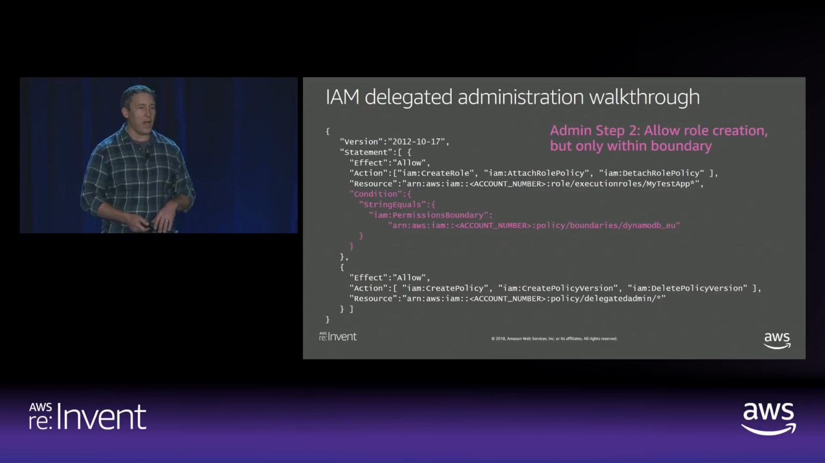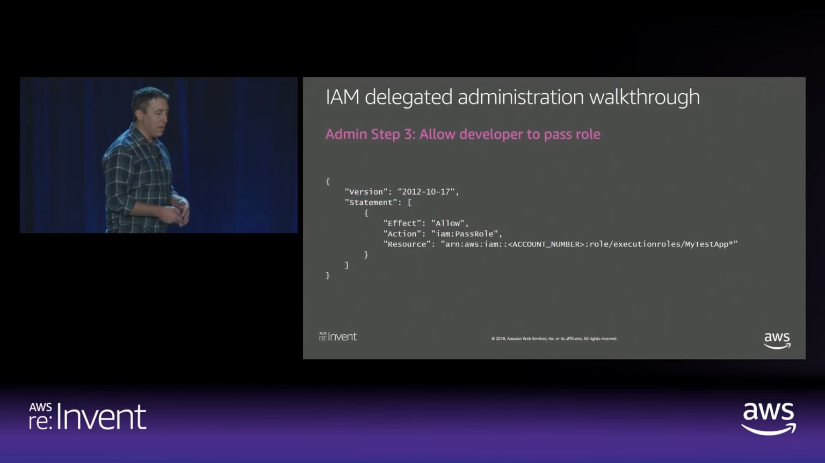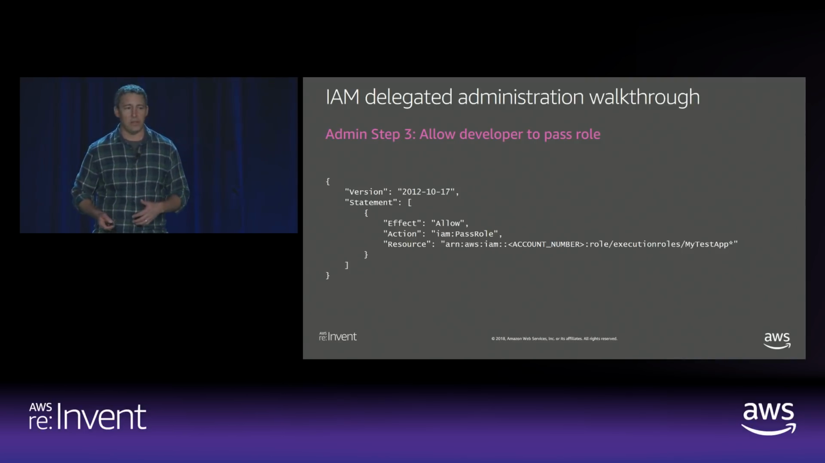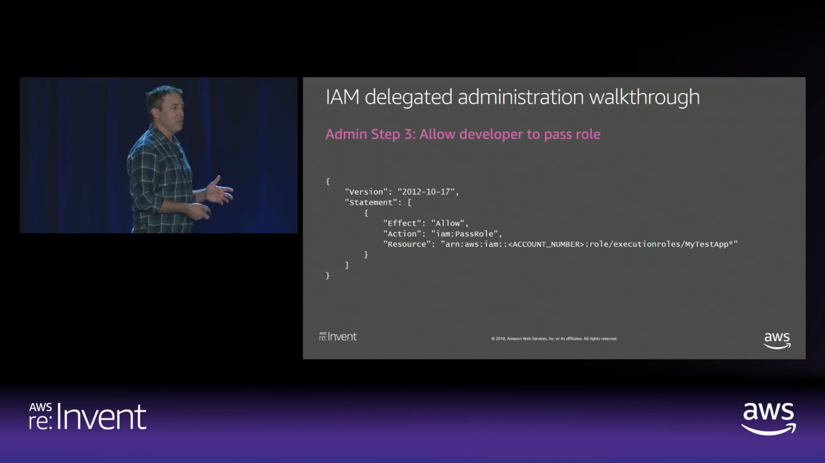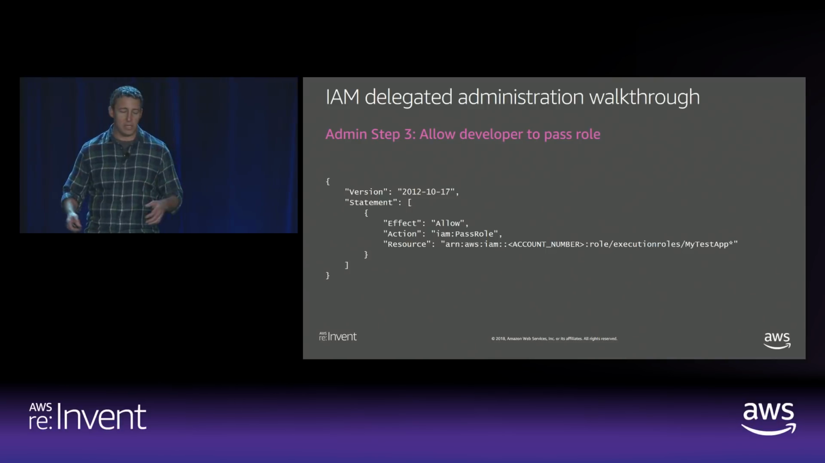But you're going to add a condition where they're only allowed to do so if they themselves specify this boundary policy, right? And then the last step is, after they've created a role, they have to be able to use it, right? And so the third logical permission that you need to offer them is the ability to pass that role, the ability to use that role.